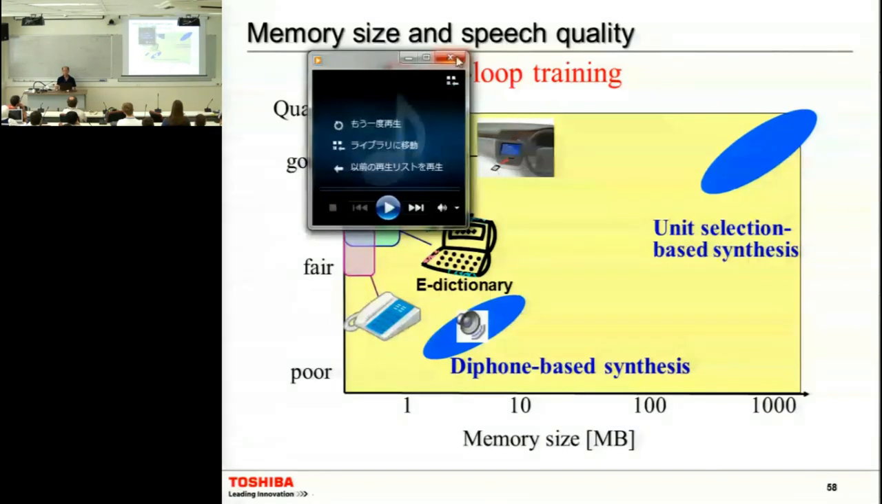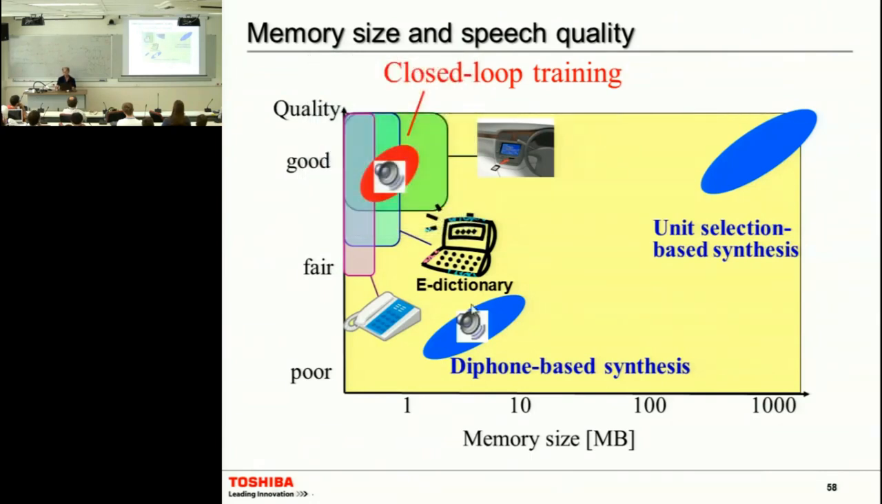This sample is created by closed-loop training. So we use just one unit per diphone. That means this system has just about 300 diphones. Very small. And again, this was the conventional method.